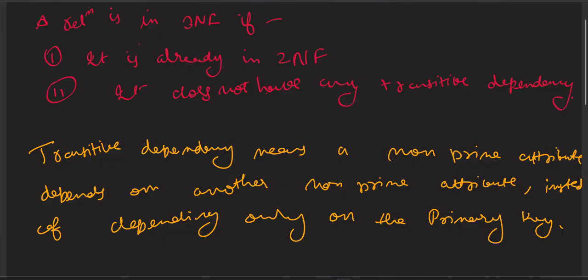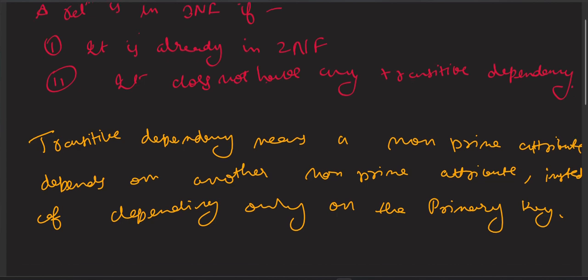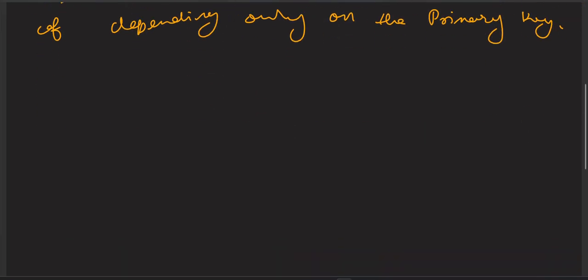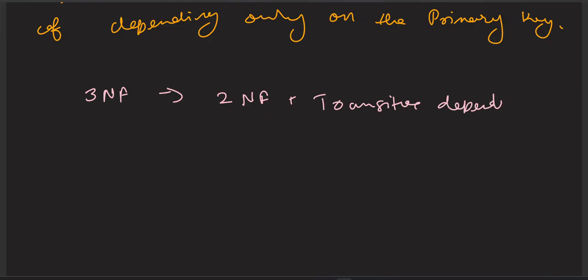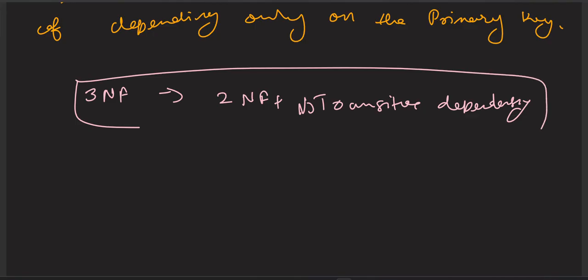So now we will see one example like how the three normal form works. For the three normal form, just note it down. For three normal form, there should be 2NF plus no transitive dependency. Okay, so make a note of this.